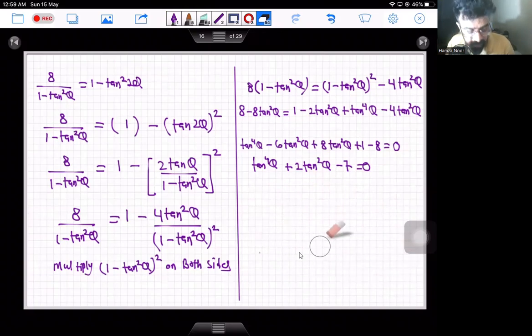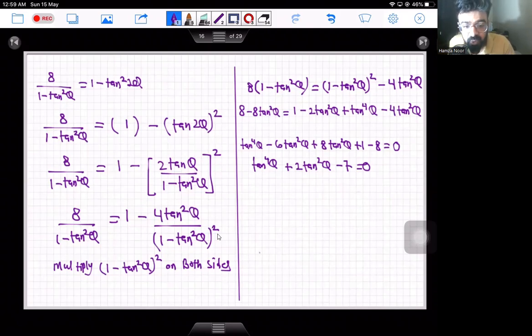So what I can do over here is, since you know that this 1 minus tan squared 2 theta means 1 minus tan 2 theta whole squared, in place of tan squared 2 theta, you can say tan 2 theta whole squared. Now, in place of tan 2 theta, I can write 2 tan theta upon 1 minus tan square theta, and then it is whole squared. So this can be written like this: 8 upon 1 minus tan square theta equals 1 minus 4 tan square theta upon 1 minus tan square theta whole squared.